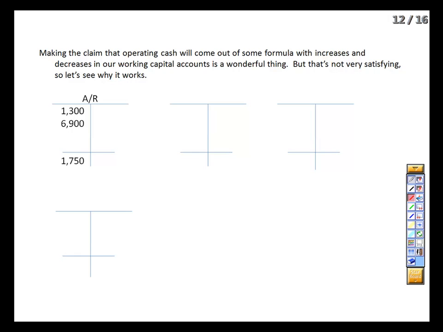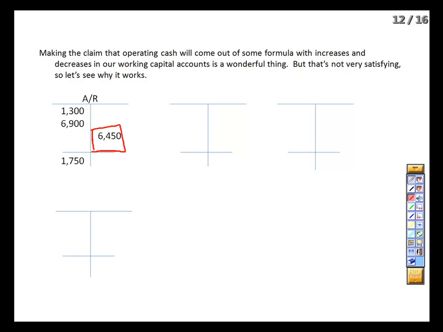Now, our T account is crazy right now, so we're obviously missing something. What are we missing? Cash collections. When the cash comes in, we debit cash and we credit accounts receivable, which means there's one and only one number that can make our T account roll, and that's 6,450.